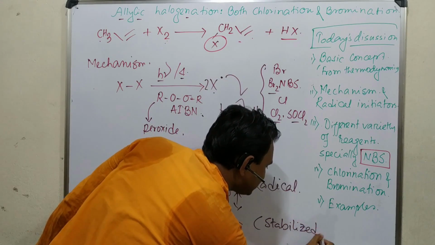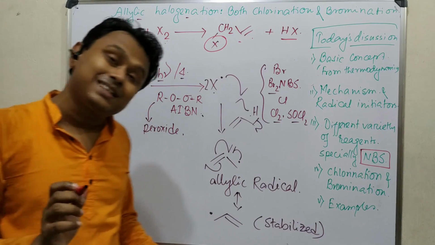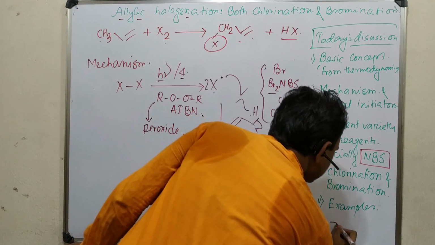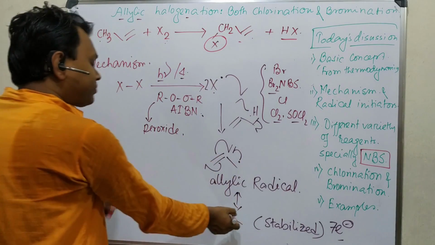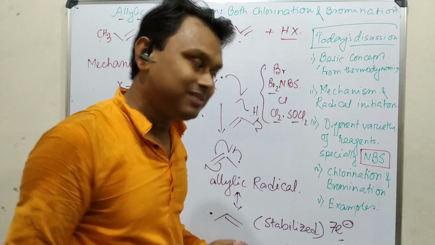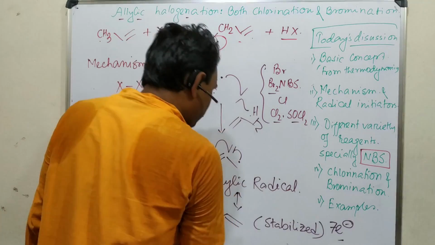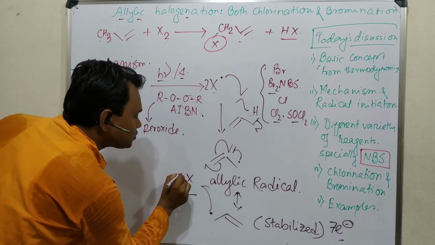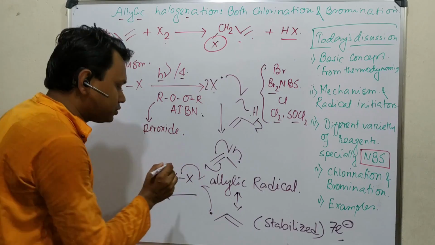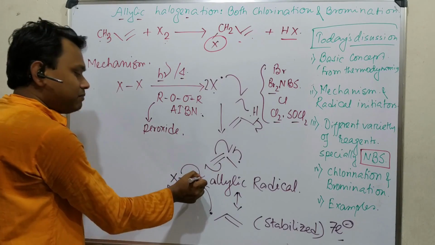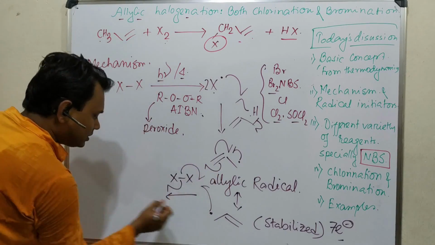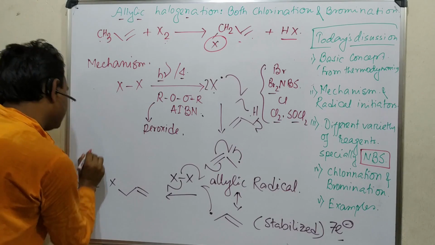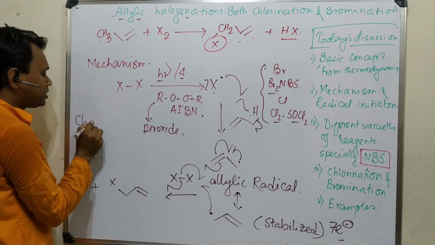If I say stabilized, don't consider it stable, no, radicals are not stable. Actually radicals are unstable. They are 7 electron species. But due to this resonance, they are relatively stable. So next, it reacts with another X2. How? This gives one, and keep it in mind that for radicals we use fish hook arrows, means one half arrow. So this produces X plus X dot, and in this way the chain continues.